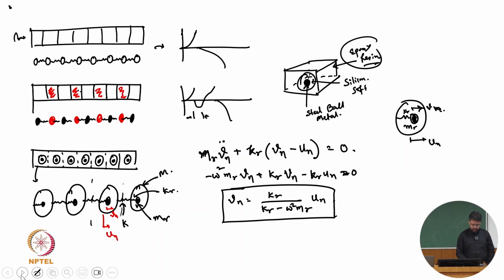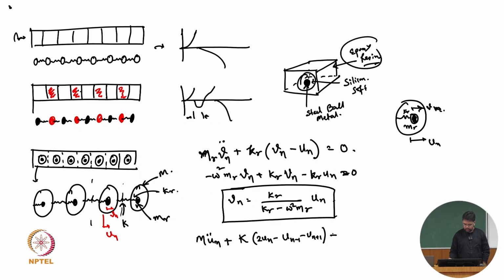So then we got it. Now for the next case, if I write the other equation, that will be m into Un double dot plus capital K into 2Un minus Un minus 1 minus Un plus 1, plus kr into Un minus Vn, that is equal to 0. That one will come. Makes sense? Maybe I just rewrite it in the next one, so you can think.